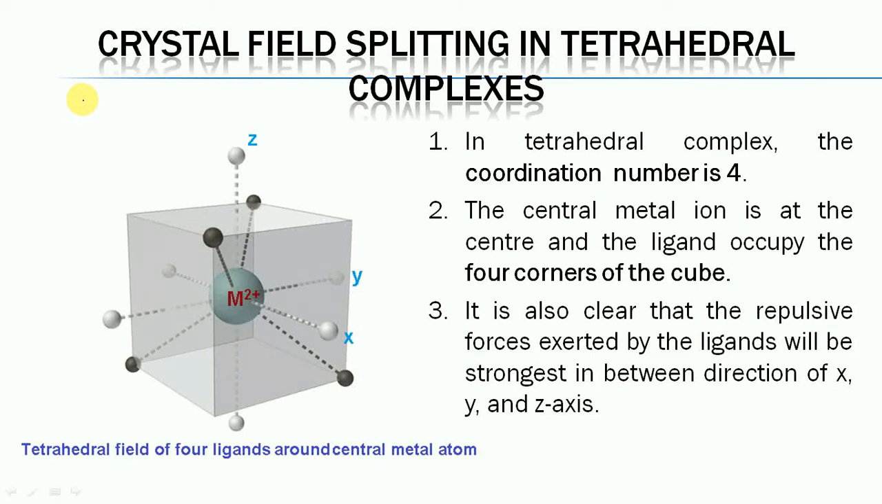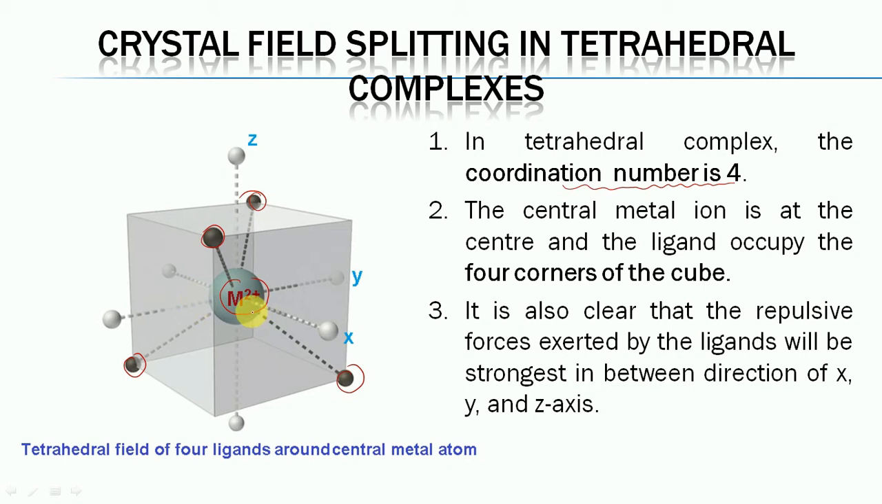Next is the crystal field splitting in tetrahedral complexes. In case of tetrahedral complexes, the coordination number of the compound is 4. In this complex, the central metal ion is at the center of the cube, and the 4 ligands occupy 4 corners of the cube.